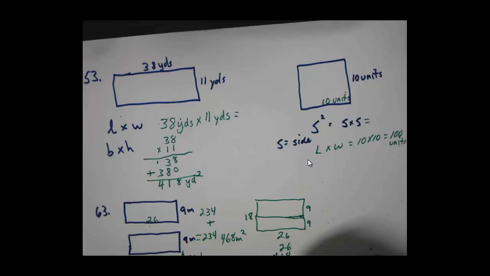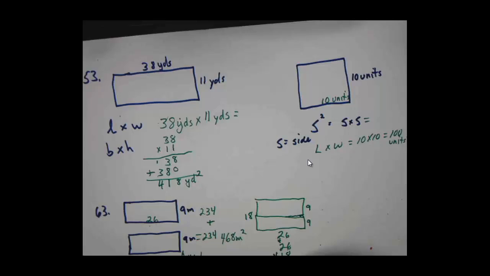8 times 6 is 48. Carry the 4. 2 times 8 is 16 plus the 4 gives me 20. And moving over, 1 times 6 is 6. 1 times 2 is 2. I'm going to add then, and I still get my 468. And again, these are meters, so our answer is always going to be meters squared.